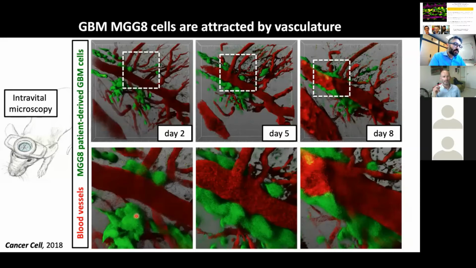You can see that 2 days after injection, we have this clump of cells in this representative image. Three days after, they go even closer to the blood vessel, and another 3 days after they go even closer. So with this type of imaging, we demonstrated that tumor cells actively go towards the blood vessel.